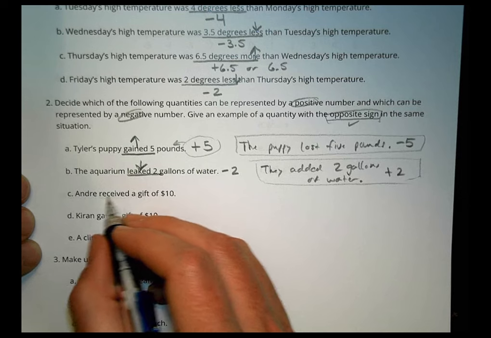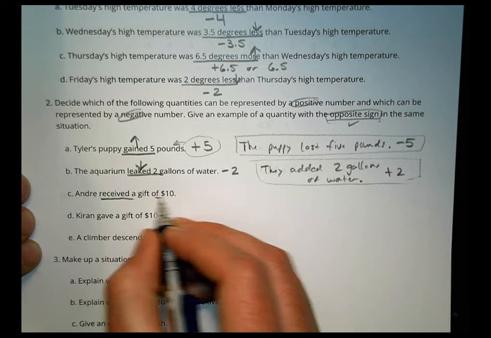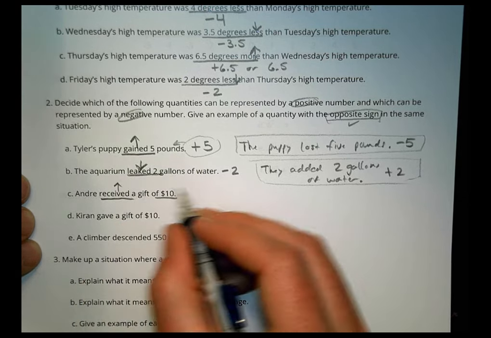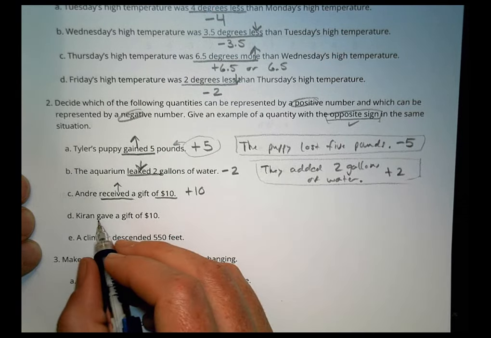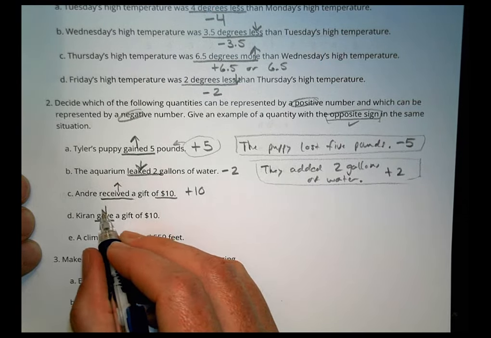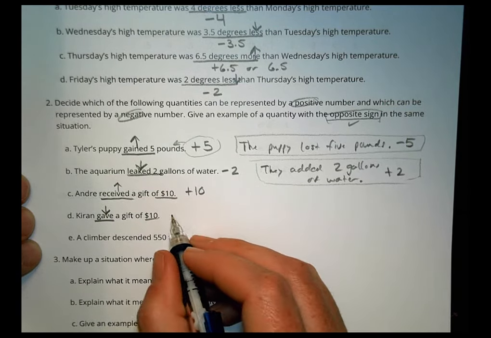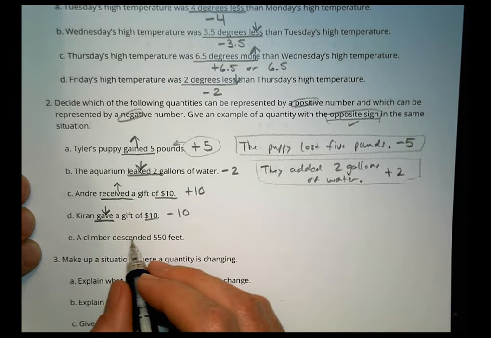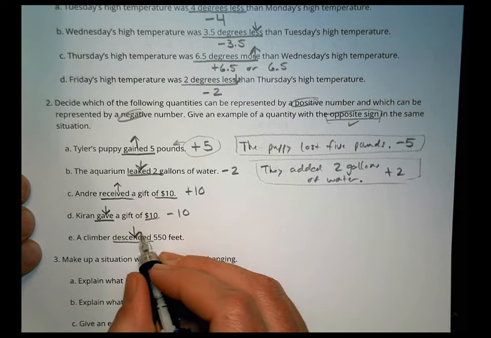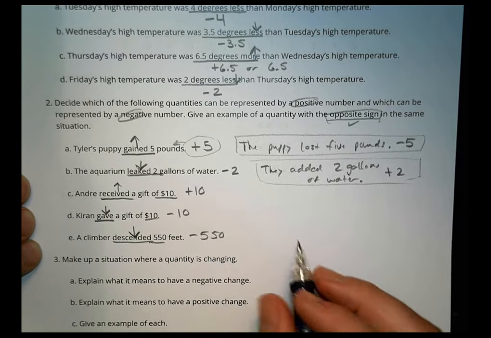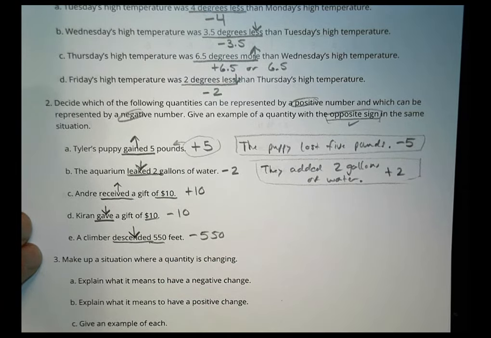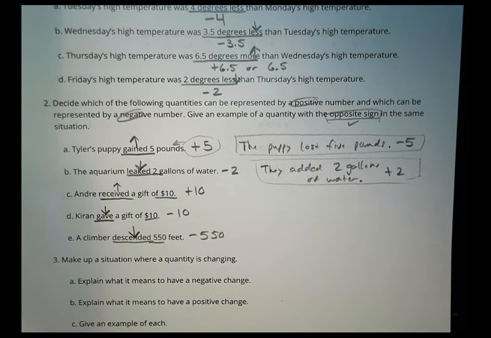So Andre received a gift of $10. To receive is going to be an increase. He's adding that to what he has, so +10. Kieran giving means I'm losing it in a sense, so -10. And the climber descended, that's going to be going down 550 feet, -550. So instead of descending, you could ascend, to go up something.